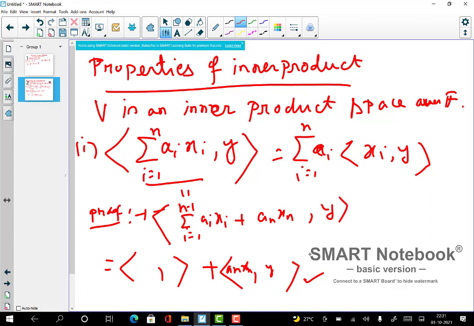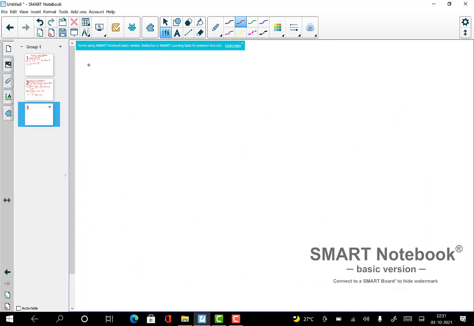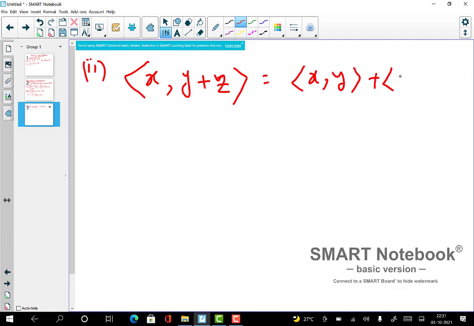Similarly, there are many other small but important properties. We defined the inner product as linear in the first argument: additive in the first argument, and a scalar multiplied in the first argument comes out. Similarly, you can also prove that it is additive in the second argument. That means the inner product of x with y plus z is the inner product of x comma y plus the inner product of x comma z.